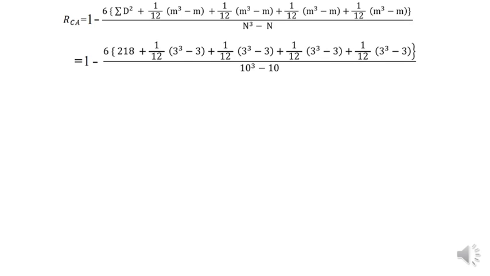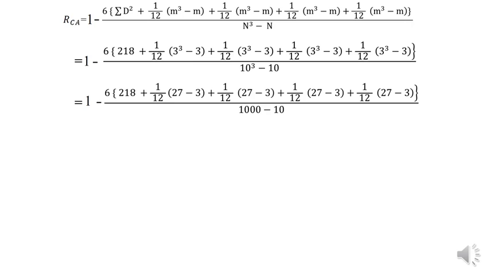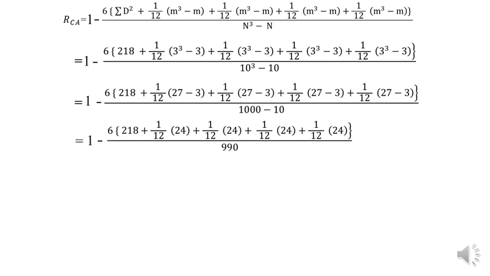Observe in the table. Then 3 cube minus 3, 3 cube minus 3, 3 cube minus 3, 3 cube minus 3 divided by 10 cube minus 10. So simplifying this, hope you will simplify. You have already practiced. So 24 by 12, 24 by 12, 24 by 12 and 24 by 12, which gives you 2 each. Add them up to 218 like this.